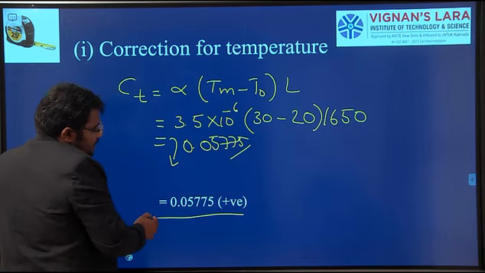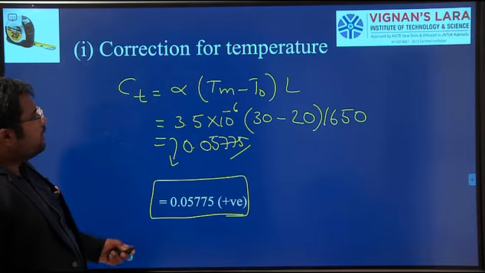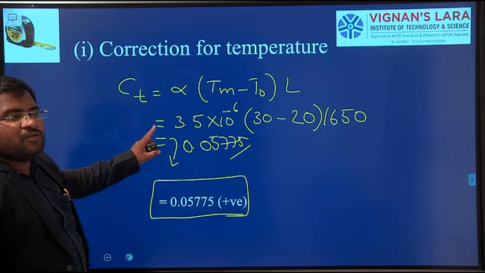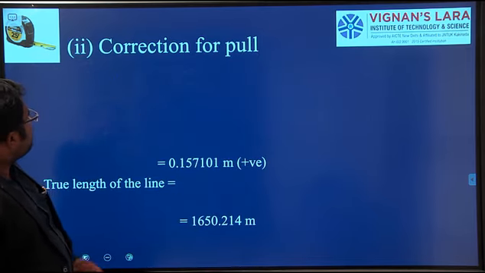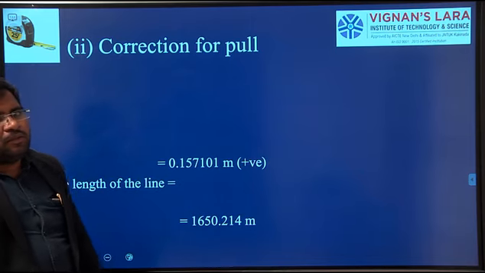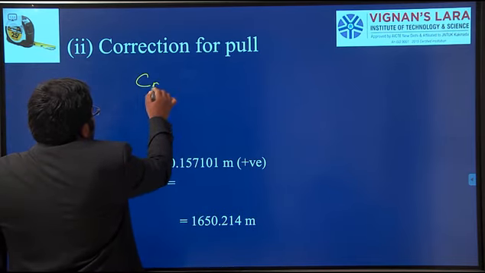0.05775. This is the correction for temperature. Please note it down. You can calculate. Finally, you will get this value. Please use your calculator. Next, correction for pull. So correction for pull, that means Cp is given by.